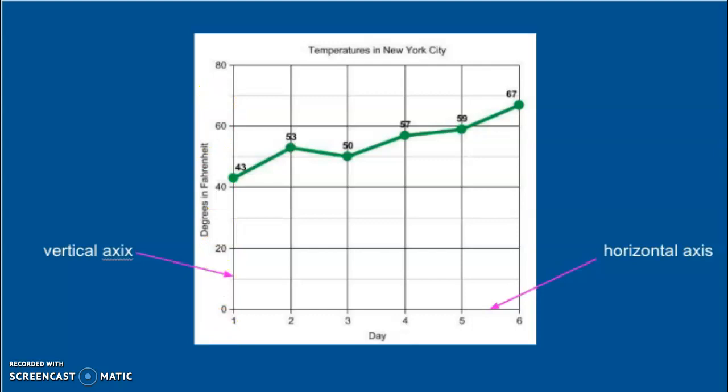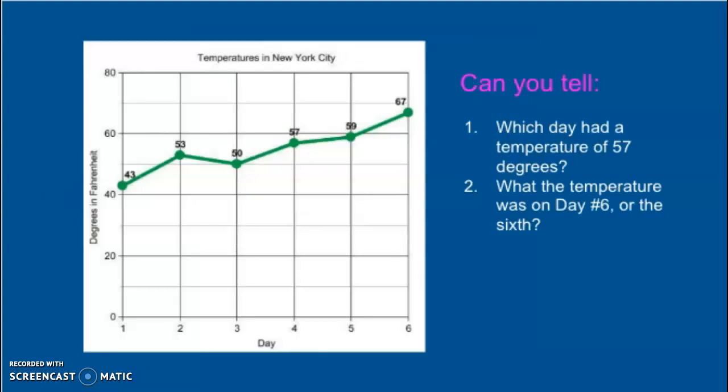The points on the line graph are locations that meet at specific places. Look at where the first point is on the very left side. Can you interpret this point? It tells us that on day 1, or the first day, the temperature in New York City is 43 degrees. Can you tell which day had a temperature of 57 degrees? Or can you give the temperature of day 6, or the 6th day?